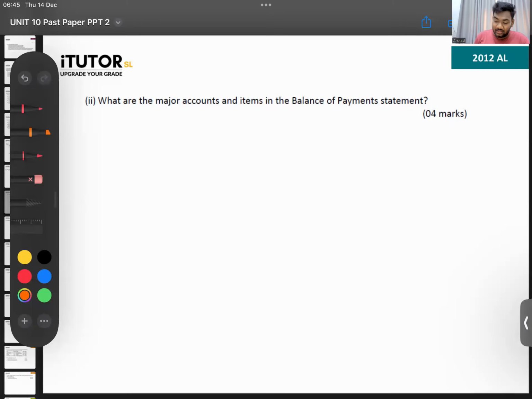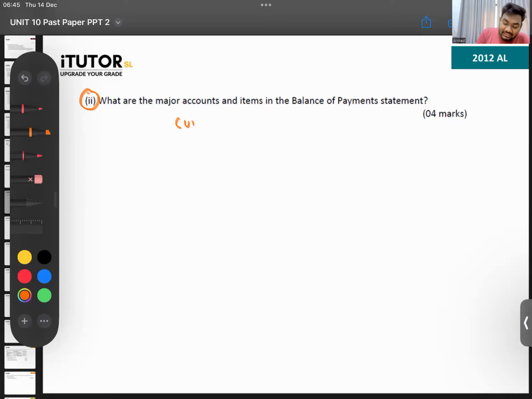Starting with the 2012 A-level paper, part 2. What are the major accounts and items in the balance of payments statement? If you get a question like this, it is 3 marks, so just draw the structure. So what are the major accounts?